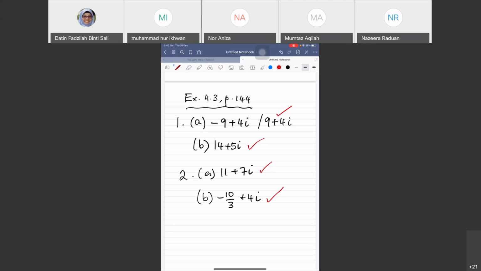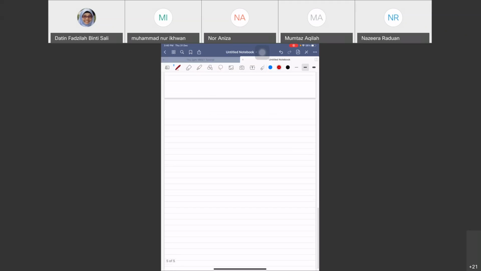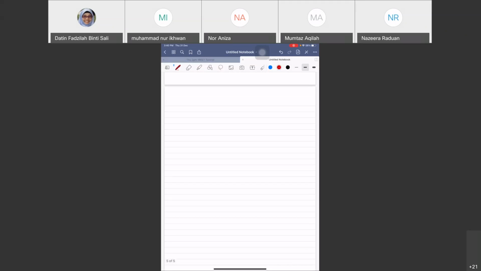Okay, so exercise 4.4 basically. This one maybe I can just show you quickly. This is where you just need to plot.